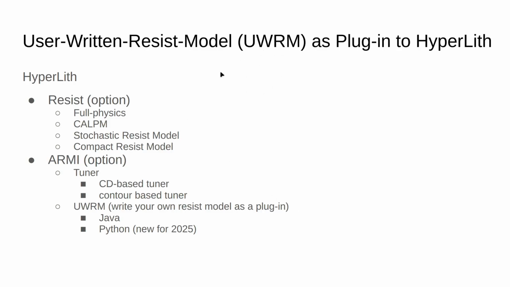So this is an option to HyperLith. When you buy HyperLith, you can buy the resist option, which you need, and if you want to, you buy the ARMY option, Advanced Resist Modeling Infrastructure. That includes the tuner, where you can do normal tuning, CD-based tuning or contour-based tuning, and the user-written resist model. And that's what we're talking about today: your ability to write your own resist model.